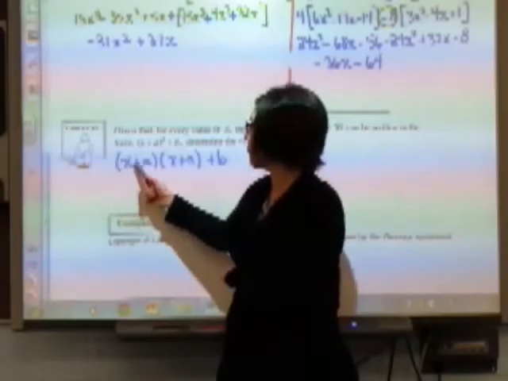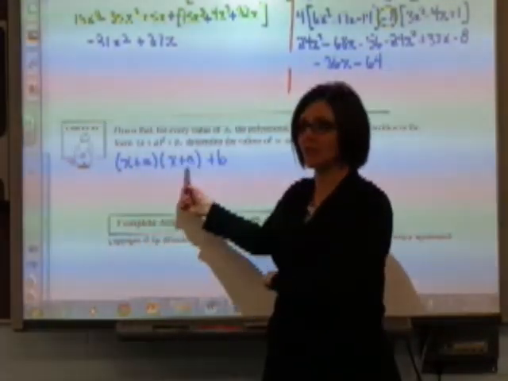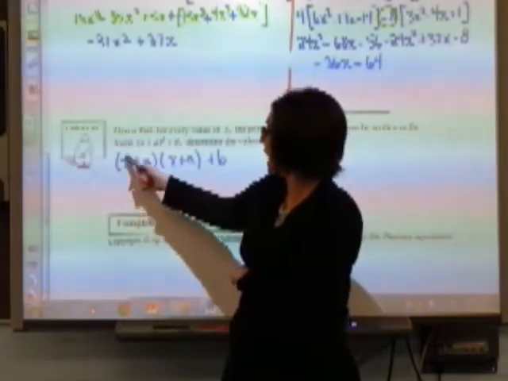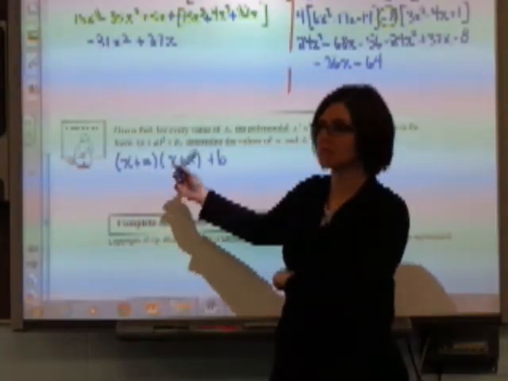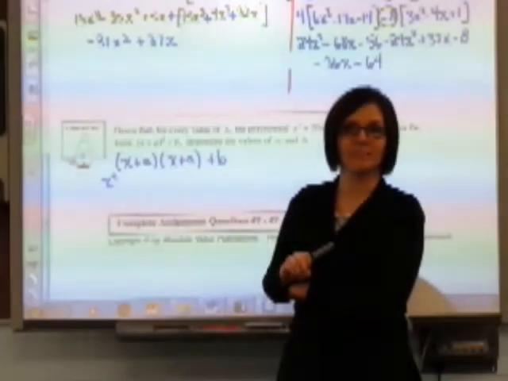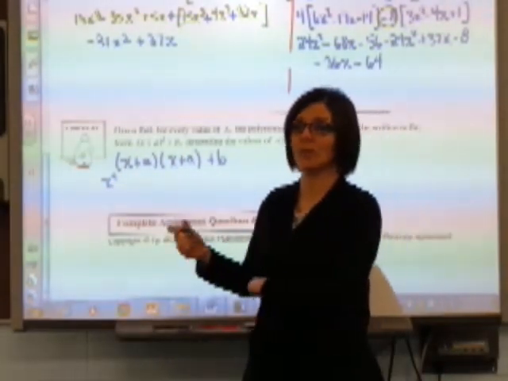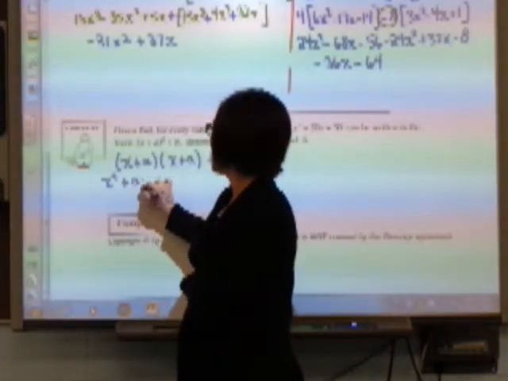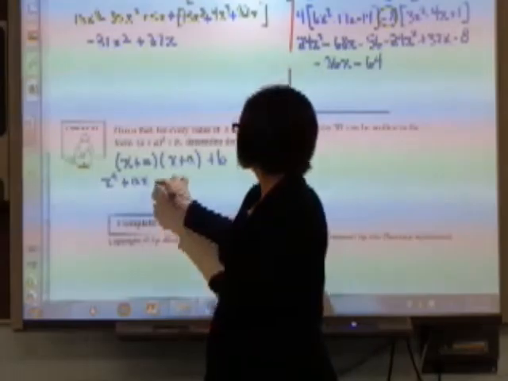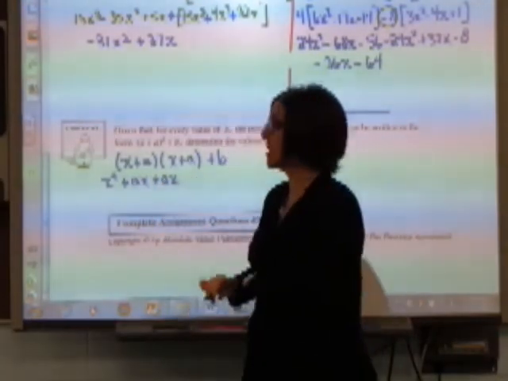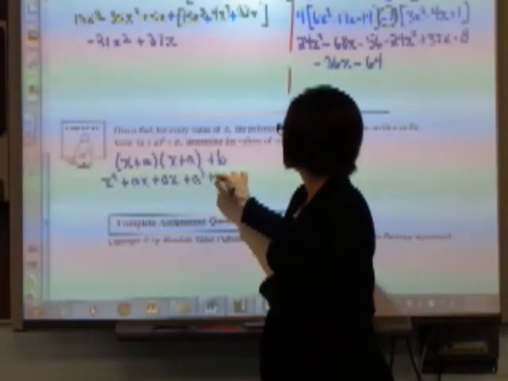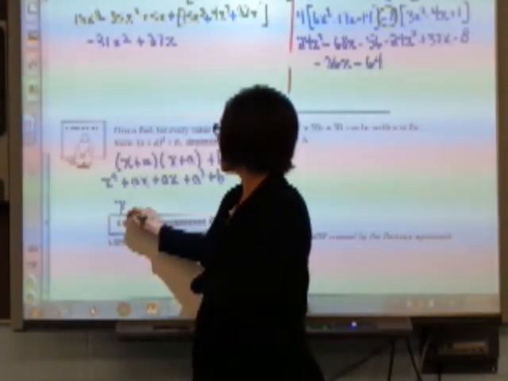So now I'm going to expand this out using my distributive property, or that acronym, FOIL. So x times x, x times a, xa, or if we put it in alphabetical order, ax. A times x, and a times a. So how many ax's do I have?